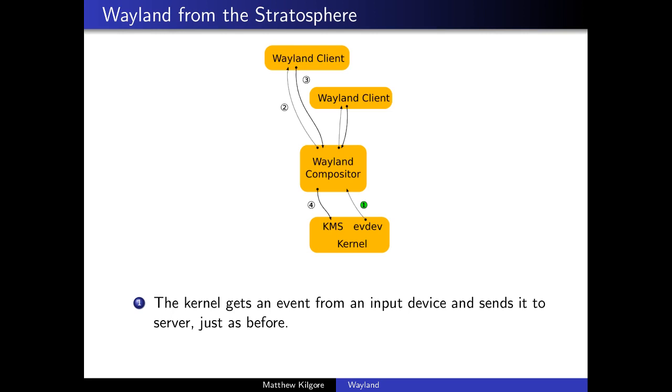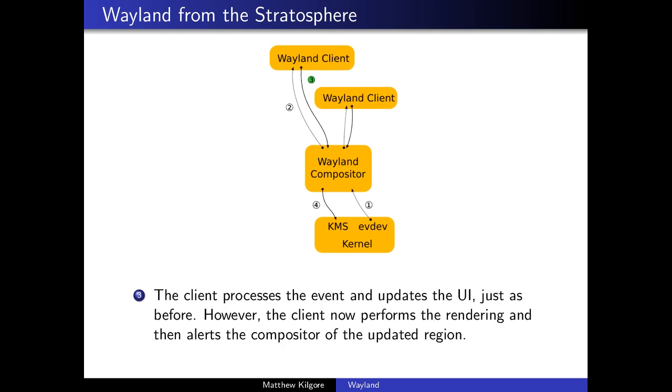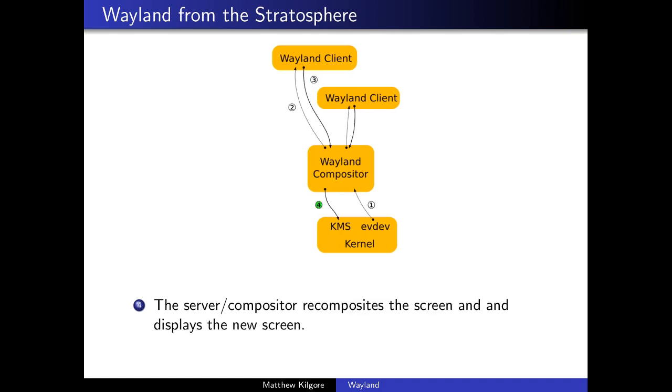Now, looking at things from a high level again, we get a picture fairly similar to X11. The kernel picks up events and sends them to the compositor just as before. The compositor then looks through its window list and this time accurately determines which window receives the event. The client window then processes things just as before, although now it does the rendering on its own. The compositor then recomposites and displays the screen.